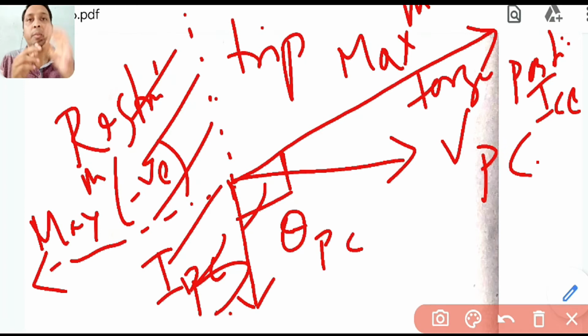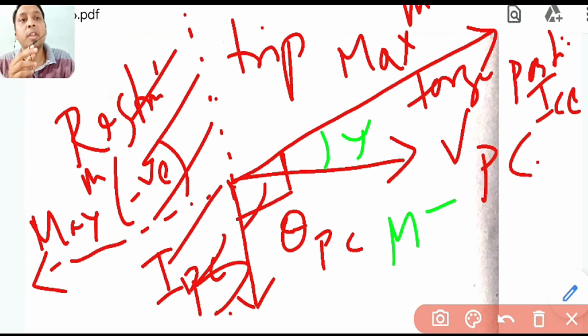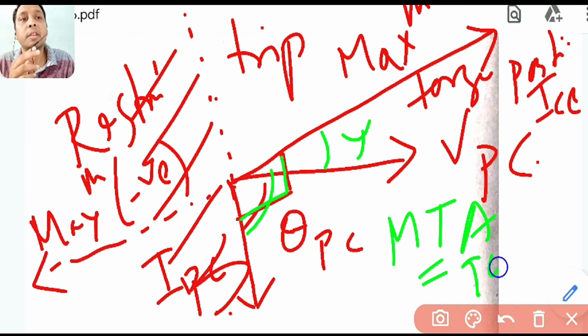Can you get any sense about trip signals? Which side will be the tripping side? So if your IPC remains on this side, it becomes positive torque side. So now let us define this angle as tau. Let's call it MTA. What is known as MTA? This is known as maximum torque angle. What is the formula for this one? This is 90 degree and this is theta PC, so it will be 90 minus theta PC.